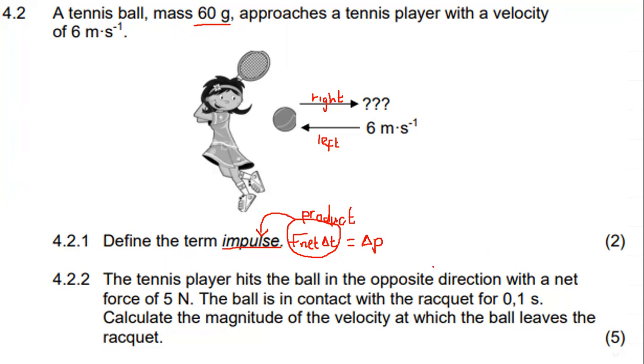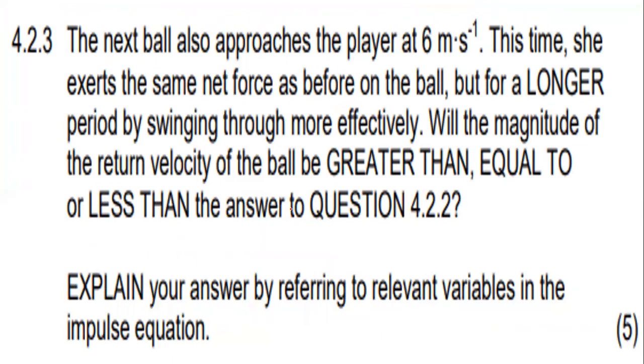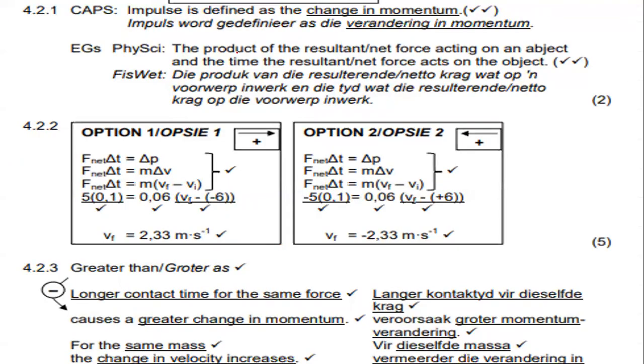So let us see how we actually allocate marks to that particular question. So we say it is the product of the net force acting on an object and the time the net force acts on the object, and that we get 2 marks. Now, my dear learners, where we say impulse is defined as the change in momentum, it's not the main definition of impulse.